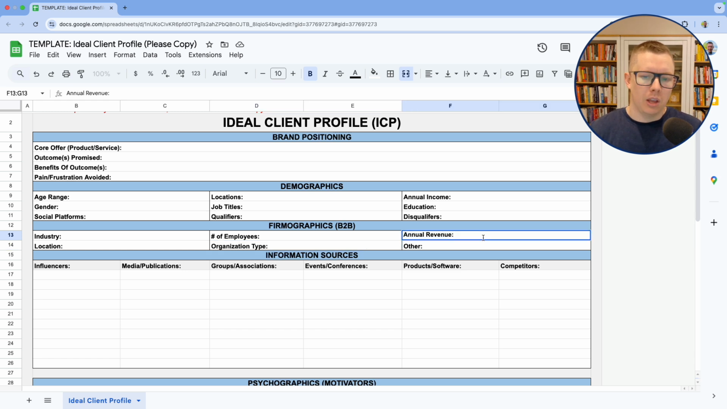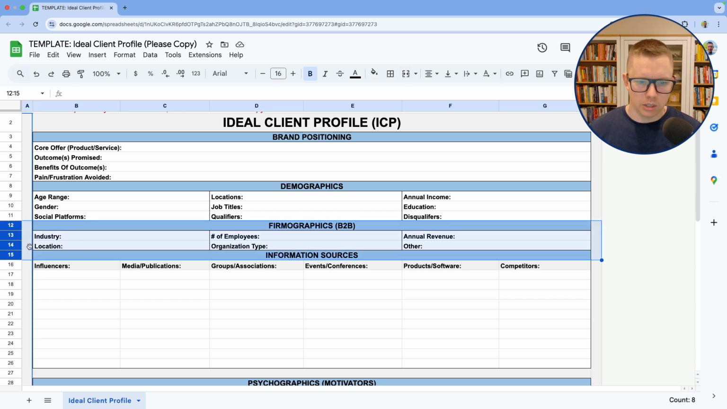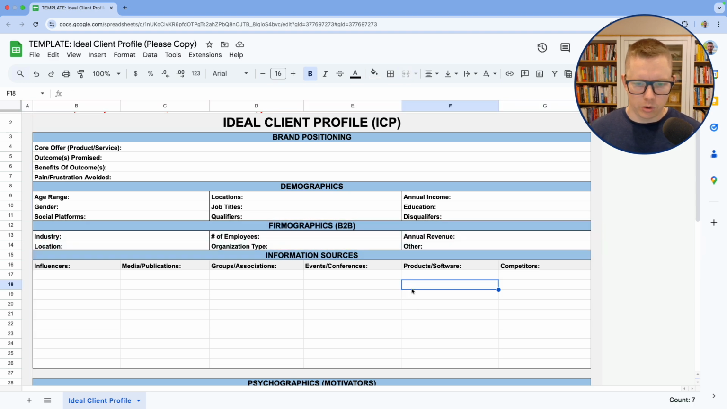If they have a certain range of revenue that you can get the best results for them in, you would put that in here, and any other criteria you can think of for the business itself. Now, if you're not selling to business owners or people who are buying on behalf of the business they work for, you can just go ahead and delete these three rows from your template.